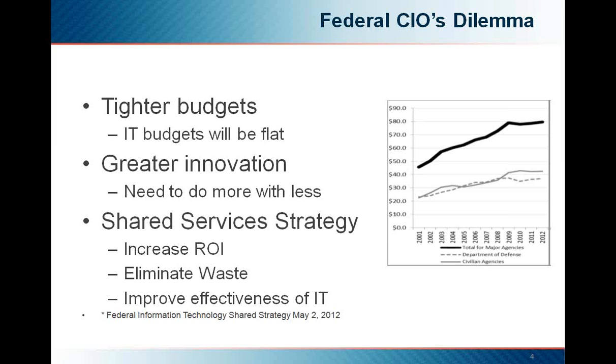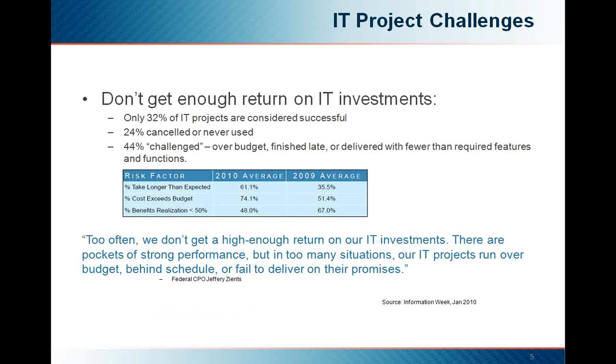So Rick, with all these new challenges, it seems like there would be a strong focus on improving ROI and reducing waste. Oh, you're right. In fact, these challenges have led, in part, to the publication of the Federal Information Technology Shared Services Strategy earlier this year. In it, the executive branch has outlined the need to increase the return on investment, eliminate waste and duplication, and improve the effectiveness of IT solutions. So, Rick, it sounds like what you're saying is that if the government is looking to improve return on investment, how do IT projects typically perform?